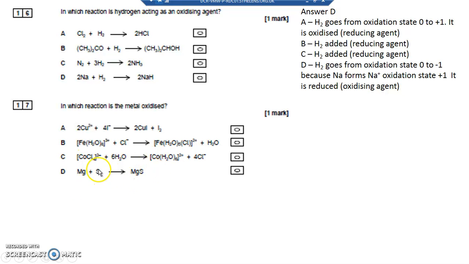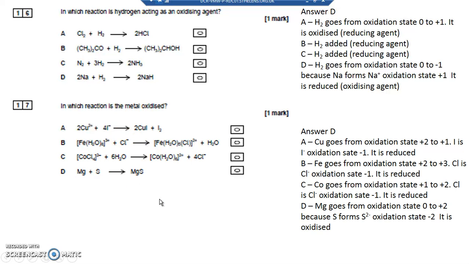Let's just check. S is in group 6, forms S2-, Mg is in group 2, forms Mg2+, gone from 0 up to +2. Yes, the answer is D. Mg has been oxidized.